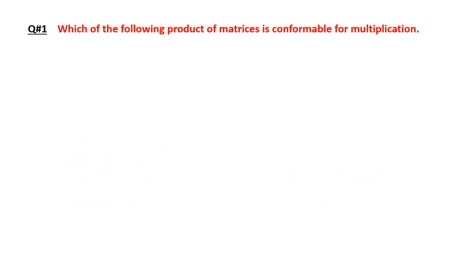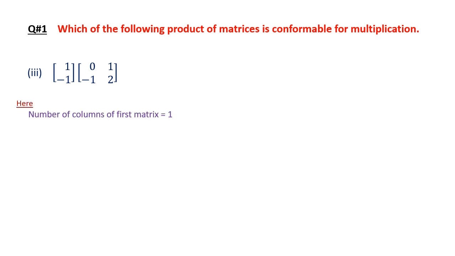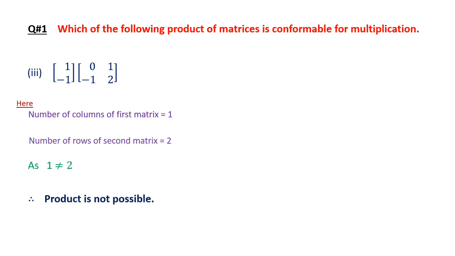Question number 1. Which of the following products of matrices is conformable for multiplication? Part 3. We have two matrices and we have to check whether they are conformable for multiplication. The number of columns of the first matrix is equal to 1 and the number of rows of the second matrix is equal to 2. As 1 is not equal to 2, therefore the product is not possible.